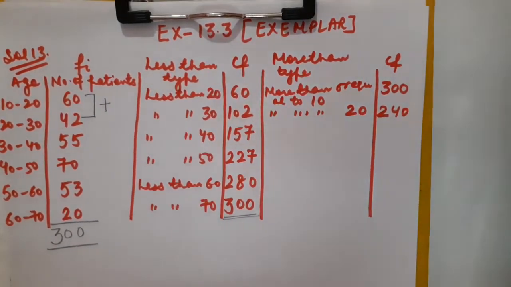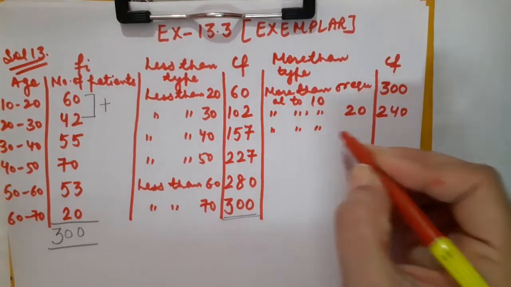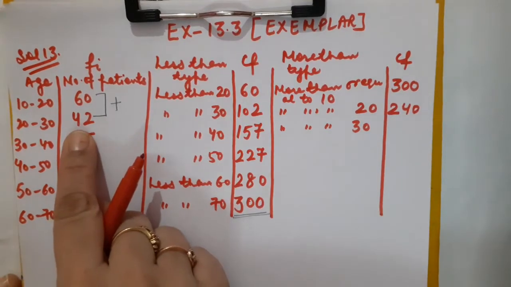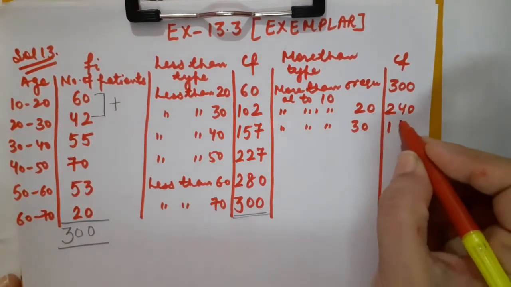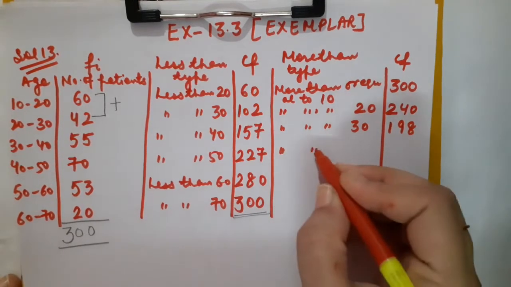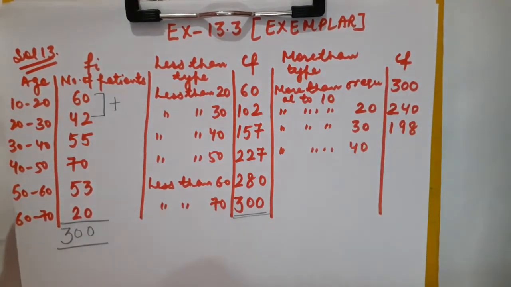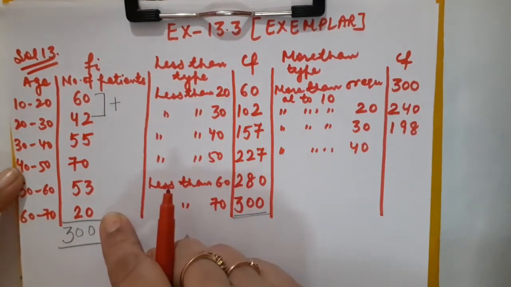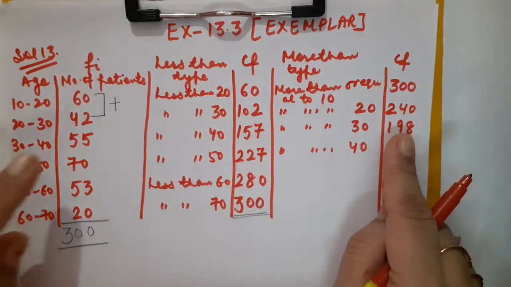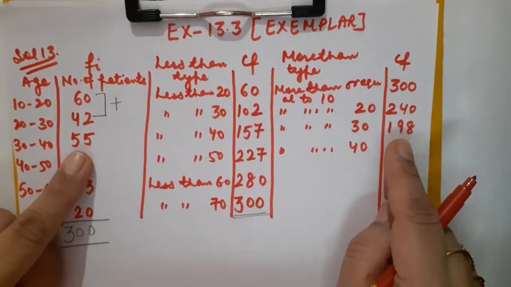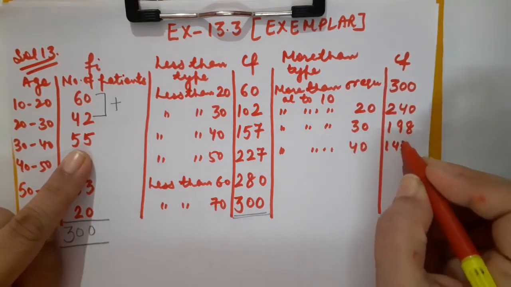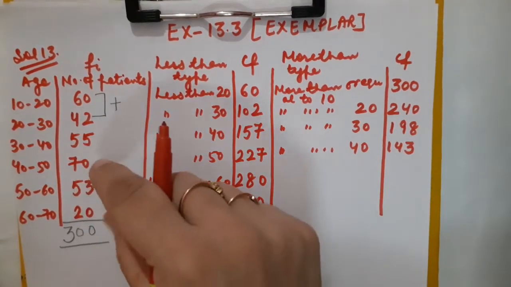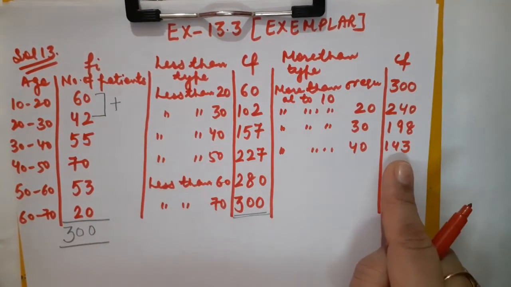Now more than and equal to 30. So from this 240, what will be subtracted now? Of course, 42. So I will get 198. Now more than and equal to 40 means you have to include what values? You will be including all these values. Correct? So out of 198, what is to be subtracted? That is 55. So I will get 143. Correct? If you want to include these three, then also you can do. See, 70 plus 53 plus 20 will become 143 only.